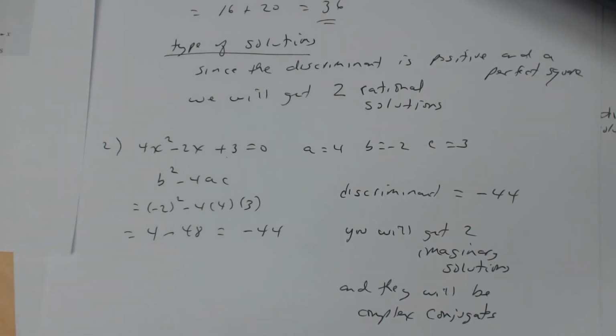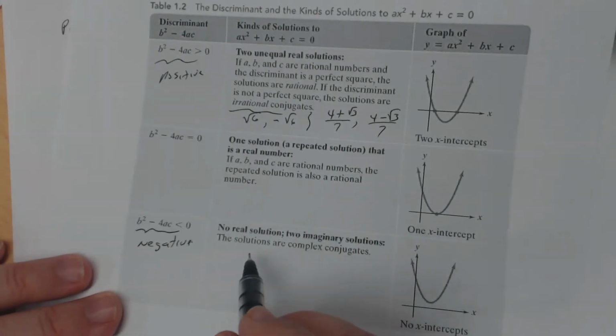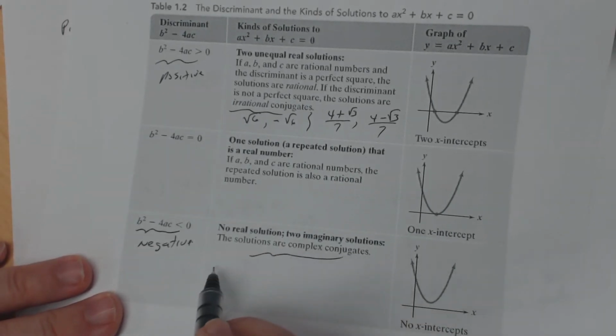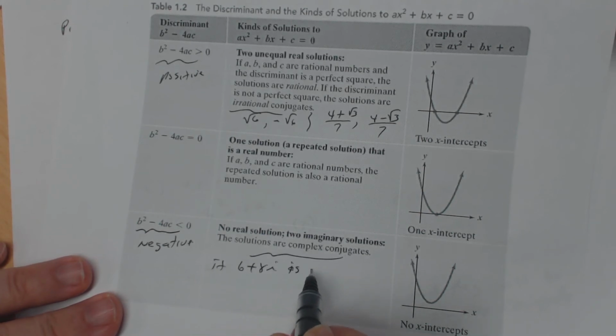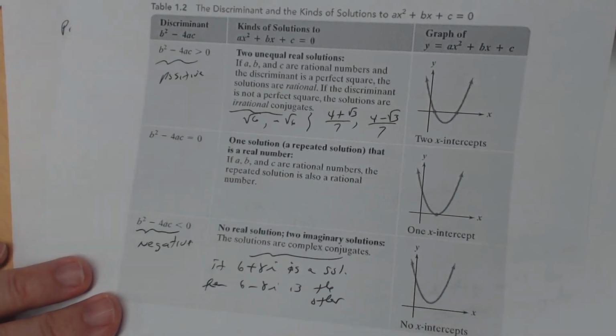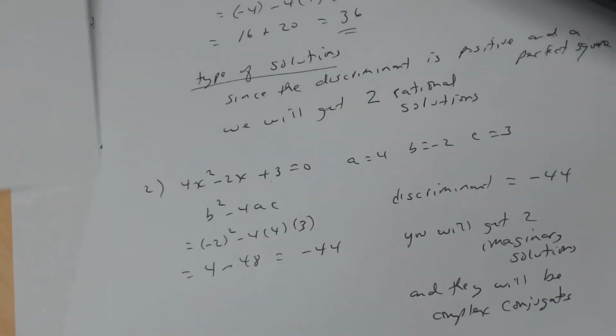That's all that means. So remember, what that means here is that if 6 plus 8i is a solution, then 6 minus 8i is the other. Okay, that's all that means.